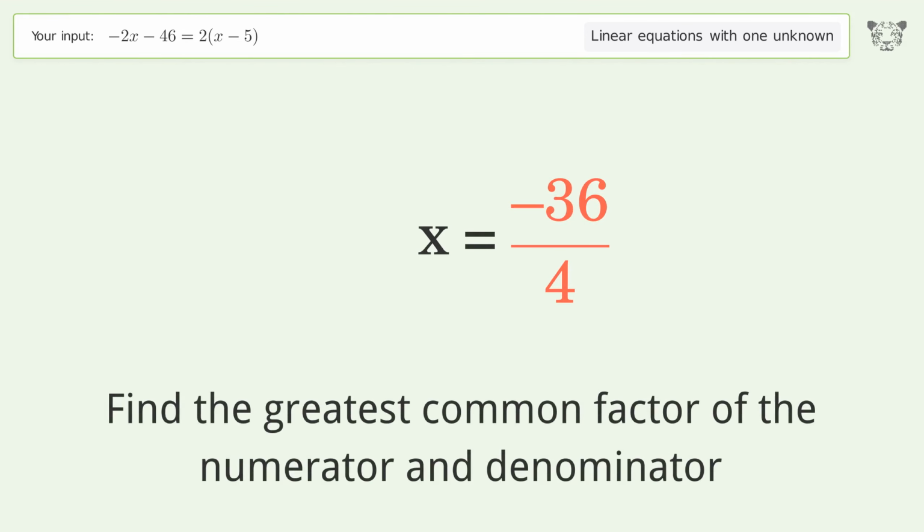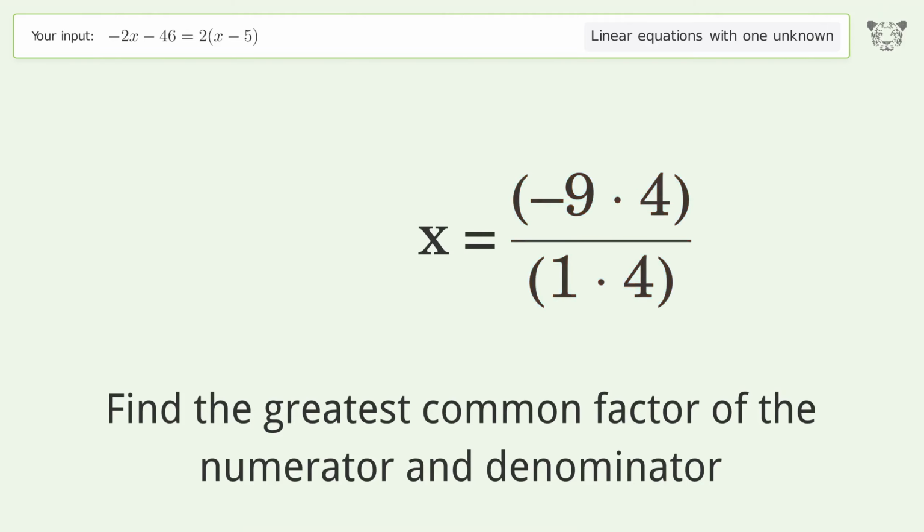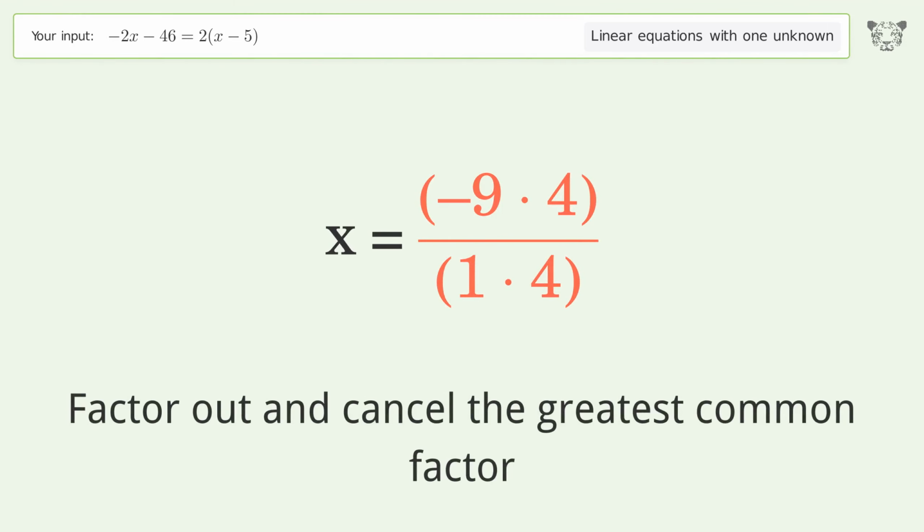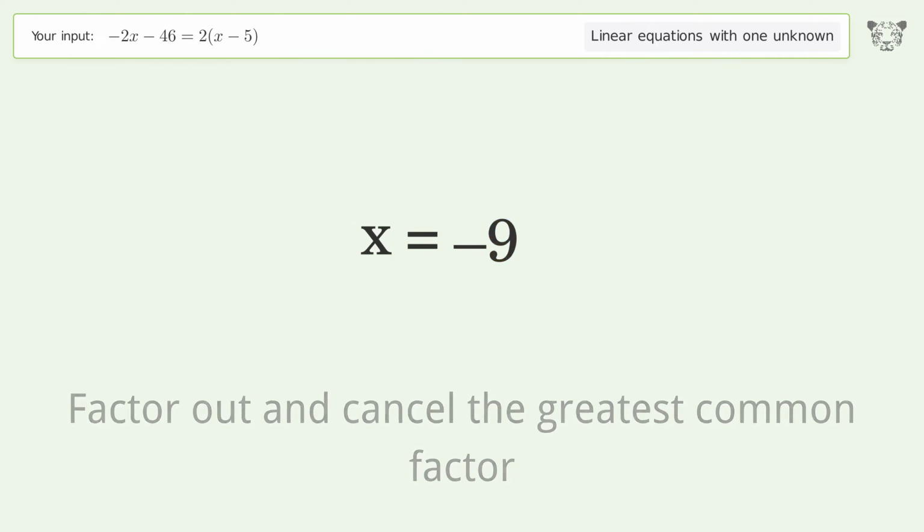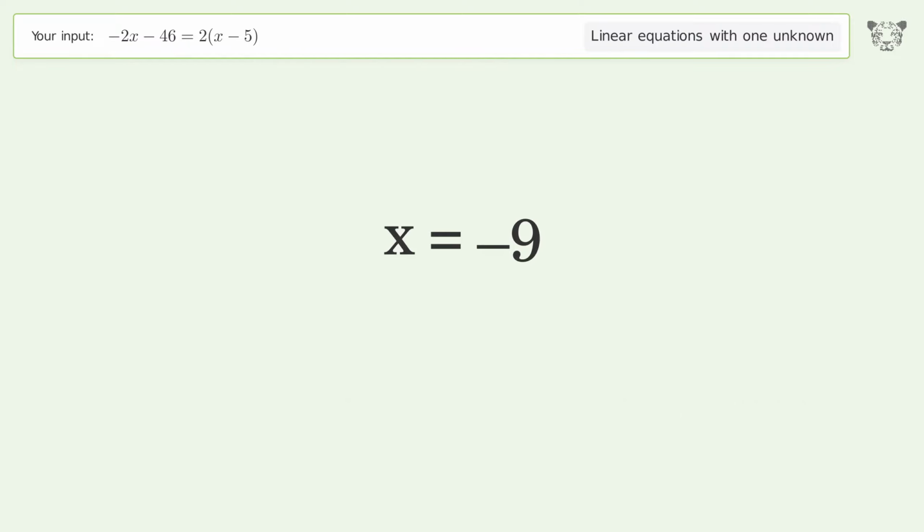Find the greatest common factor of the numerator and denominator. Factor out and cancel the greatest common factor. And so the final result is x equals -9.